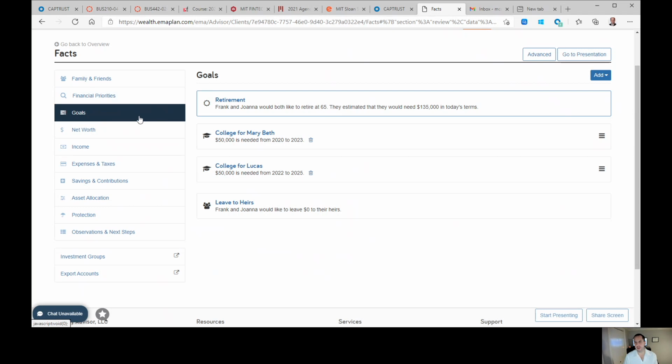Next, goals. This is one of the most important tabs because it will determine many of the outputs. For example, their retirement spending. That's what I call their lifestyle goal. How much they want to have confidence in that they can spend a year that's also adjusted for inflation. Then on top of spending 135K a year in today's terms, right, adjusted for inflation, we see that we have a plan for Mary Beth, 50 grand a year for college, and then 50 grand a year for college for Lucas, and leaving no money to heirs.